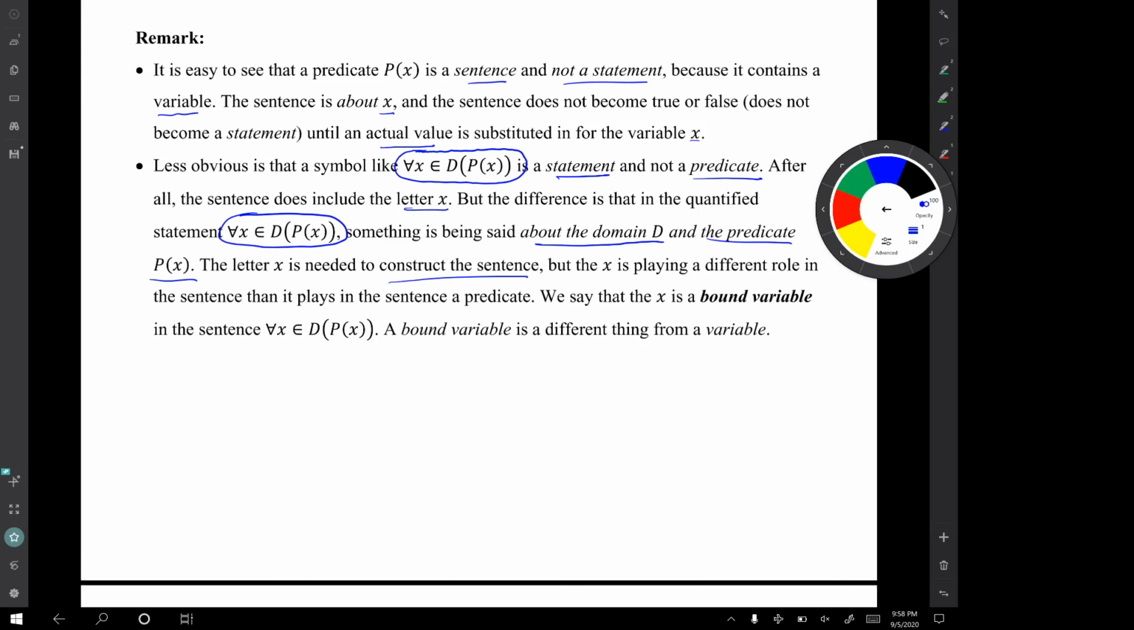We say that in a quantified statement, the x is a bound variable. In this symbol, we say that x is a bound variable. And a bound variable is a different thing from a variable. So predicates contain variables, and quantified statements contain bound variables. Quantified statements don't have variables in the same sense that a predicate has a variable.